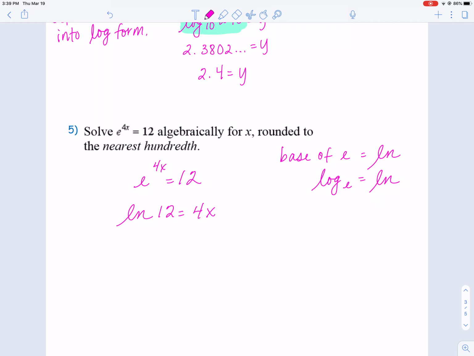So now, if we want to solve for x, what do we need to get rid of? Divide both sides by 4. If you do that, you're going to go straight to your calculator and type in natural log of 12 divided by 4. Remember to use ln instead of log. And you see something like 0.6212. And if they wanted you to round to the nearest hundredth, 0.62 should be your answer.